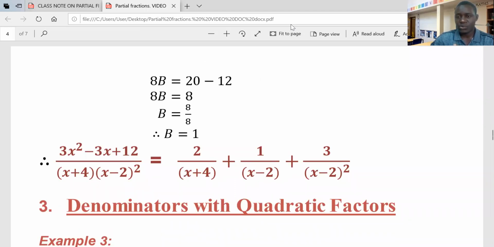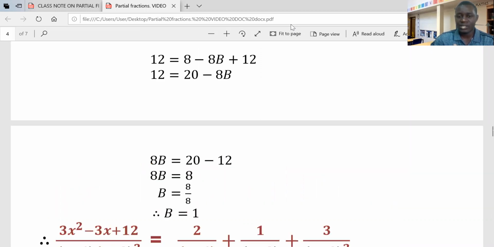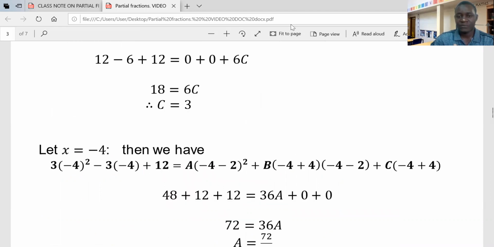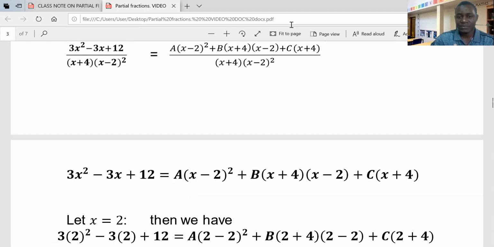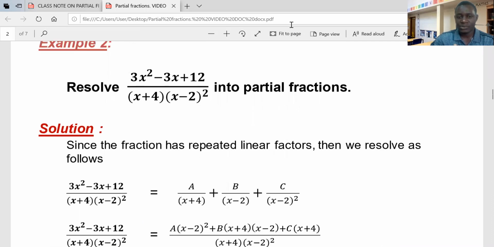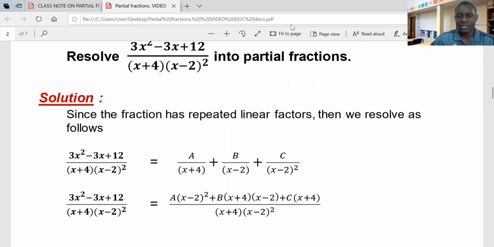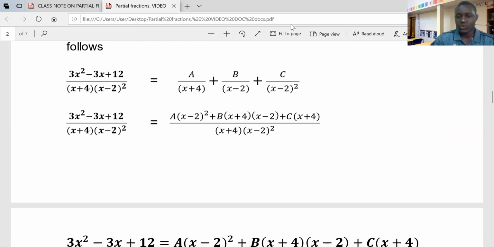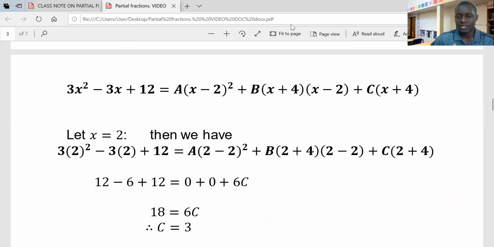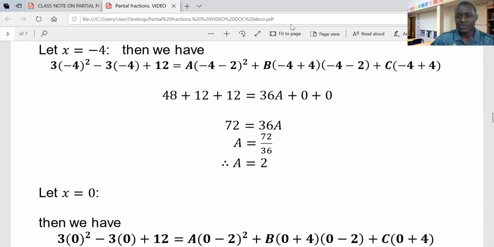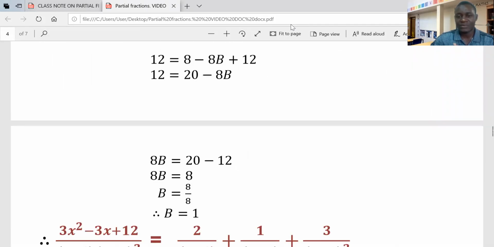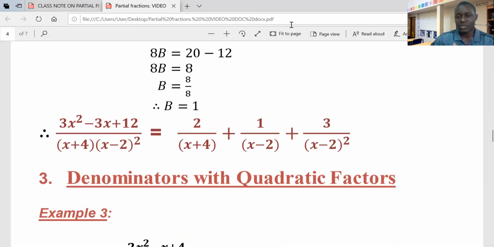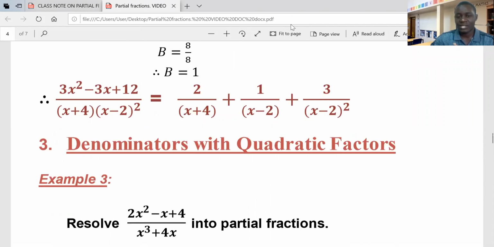So all we need to do now to round up our solution is to substitute these values for a, b, and c into our initial partial fraction that we have split the given question into. So we have split this as a over x plus 4 plus b over x minus 2 plus c over that. So we substitute the values for a, b, and c. If you do not do that, then you have not even answered the question. So doing that gives us this as our final answer.